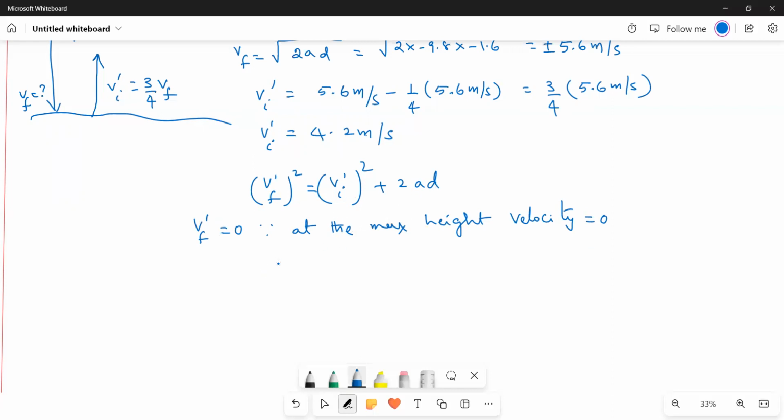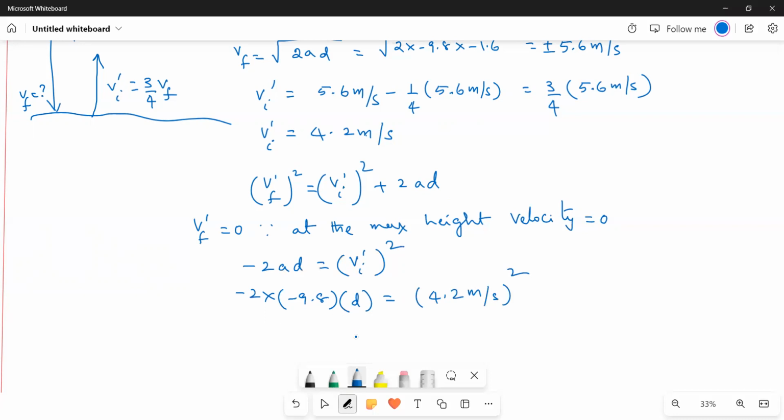I will rewrite the equation. Minus 2ad is equal to Vi dash square. So minus 2 into a value, minus 9.8, and then d, it is going up, we have to find out d, is equal to, what is Vi dash? 4.2 meters per second, whole square.